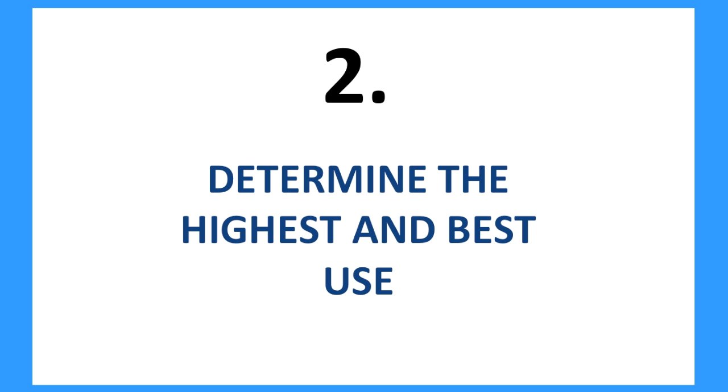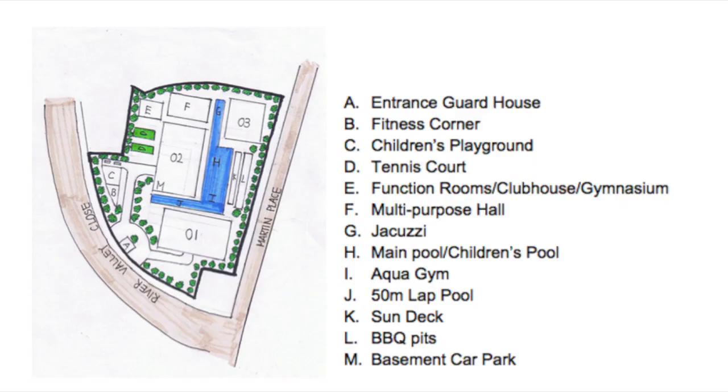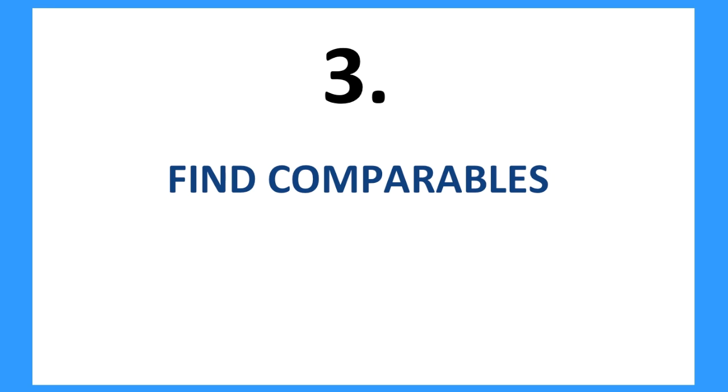Step 2. Determining the highest and best use. We have to determine the highest and best use to think of what we can develop on the vacant land that is feasible and results in the highest value. For this case, let's assume we are going to develop the land into a condominium. Step 3. Finding the comparables.